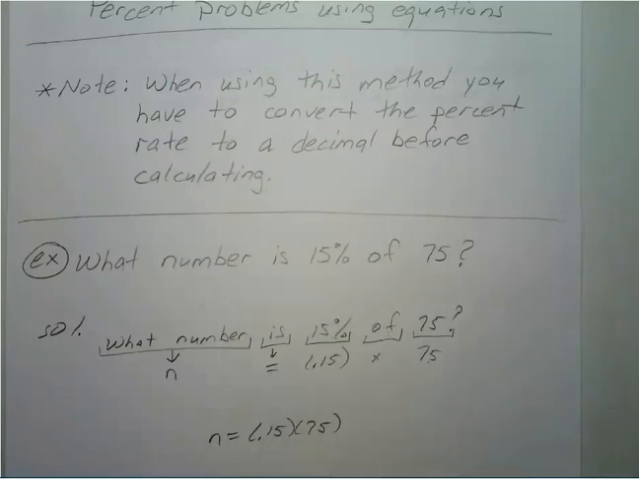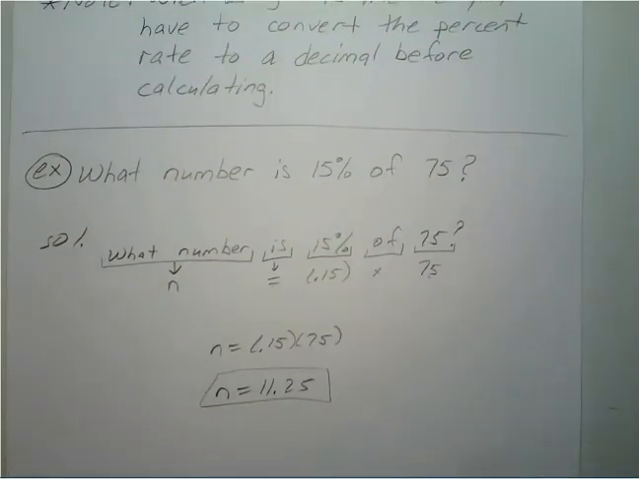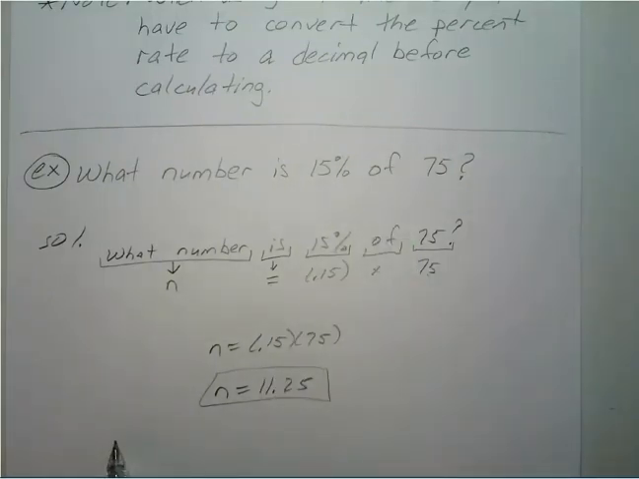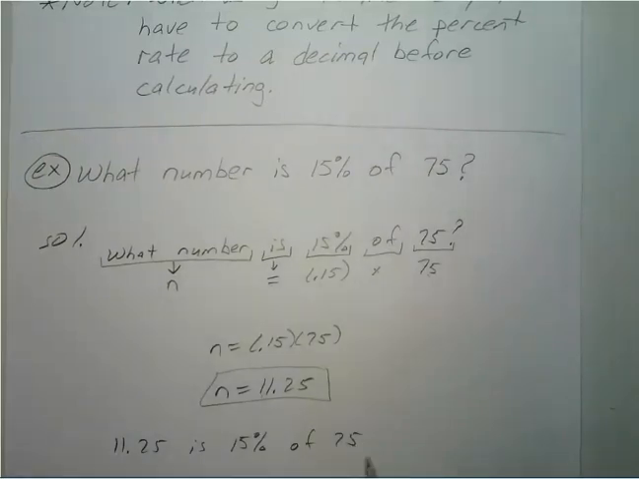Okay. Now, if you multiply these two together, we know that n is equal to 11.25. Sorry about that. All right. So now, of course, we plug this into our original to see if it makes sense. So this is saying 11.25 is 15% of 75. Okay. And this makes sense, because you can see 11.25 being 15% of a larger number makes sense.